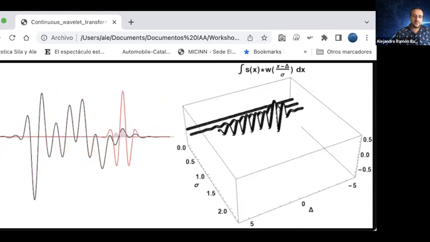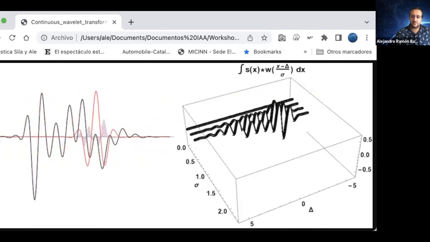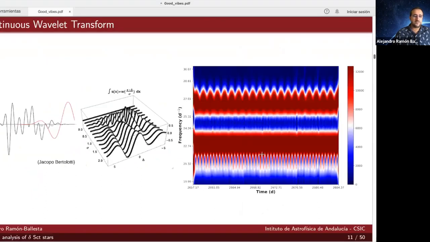Let's go back to the presentation. So from the last frame of the GIF, this GIF is released into the public domain, by the way. You can find it on Jacopo Bertolotti's Twitter and also in Wikipedia, I think.